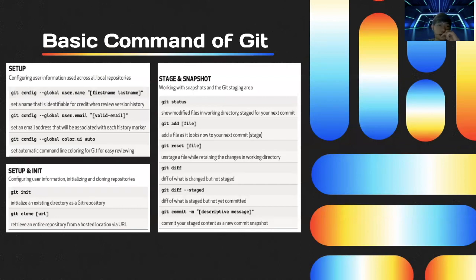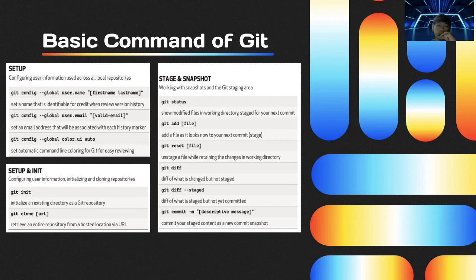The setup category is for configuring user information used across all local repositories. The first command is git config --global user.name. It's for setting a name that is identifiable for credit when reviewing version history. Next command is git config --global user.email. It's for setting an email address that will be associated with each history marker. Next command is git config --global color.ui auto. It's for setting automatic command line coloring for Git for easy reviewing.